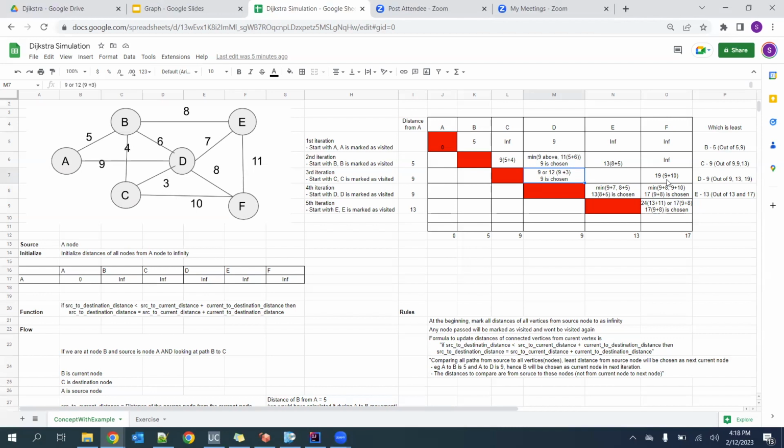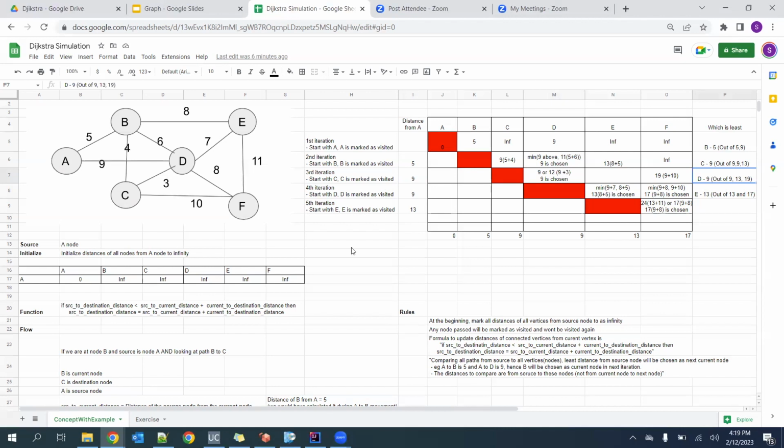Now there is a connection between C and F. Sorry, C and F is this, so it's 10. We already have 9 from the source to C, so 9 plus 10 becomes 19. Now what's the minimum between 9 and 19? It's 9. So we choose D as our next node.